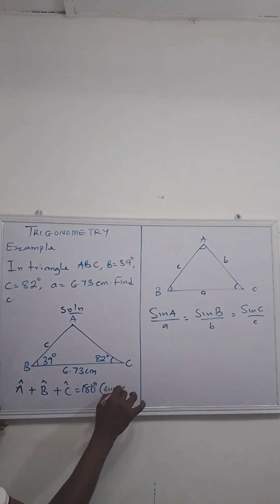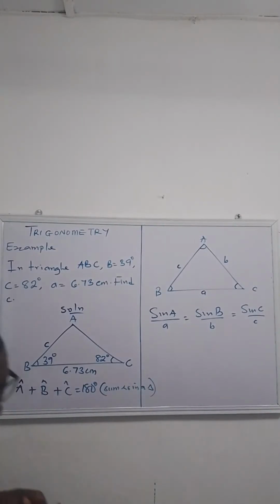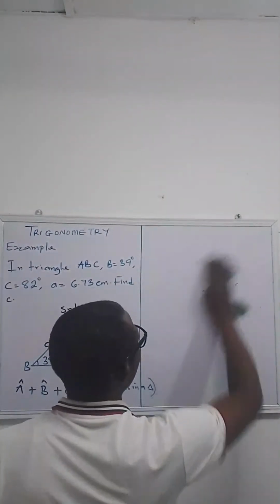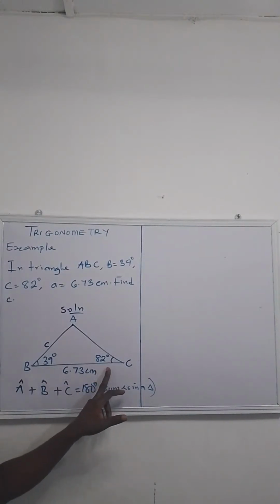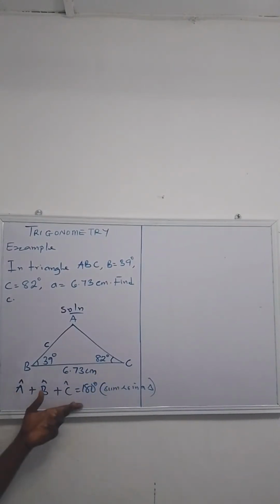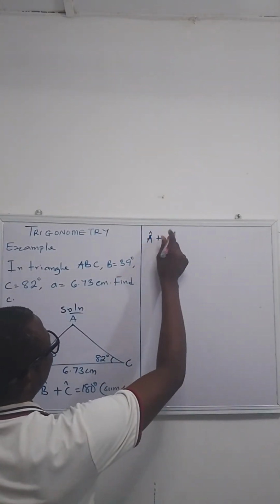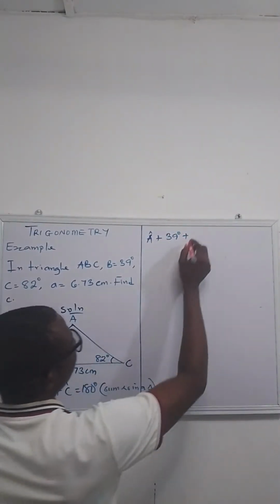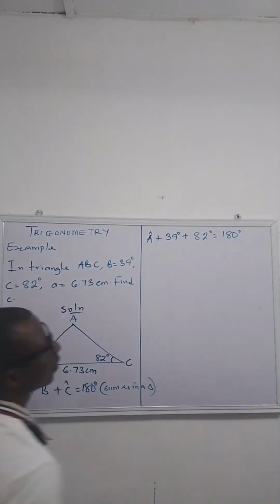Sum of angles in a triangle. Okay, so in the diagram, we can see angle B to be 39 degrees, angle C to be 82 degrees. So let's plug that into this equation. So we have angle A plus angle B, which is 39 degrees, plus angle C, which is 82 degrees, equals 180 degrees. All right.